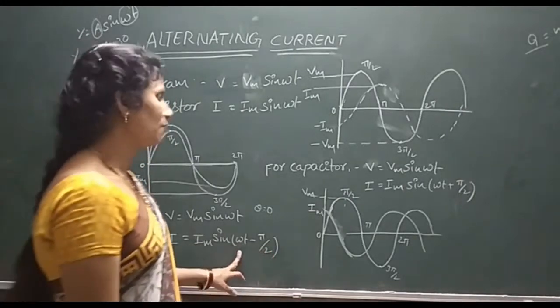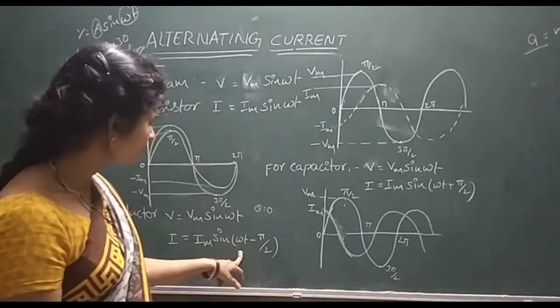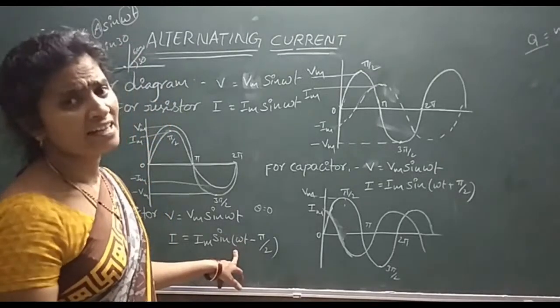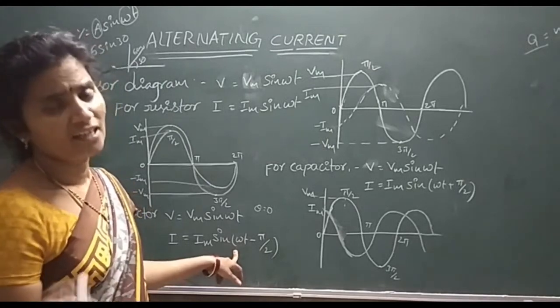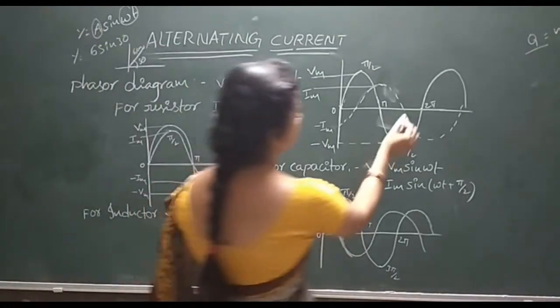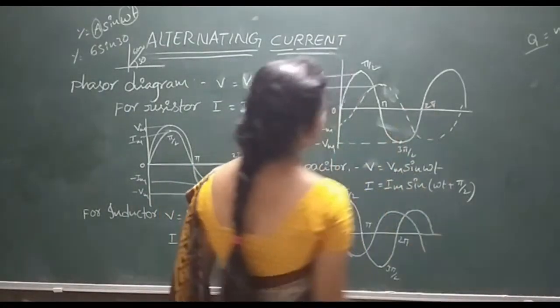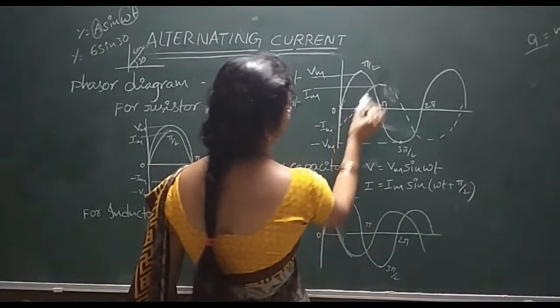So sin 180 can be written as sin(90 + 90), which is sin 90 cos 90 plus cos 90 sin 90... Cos 90 is 0, so that's why it will be 0. Like that, here is the graph.